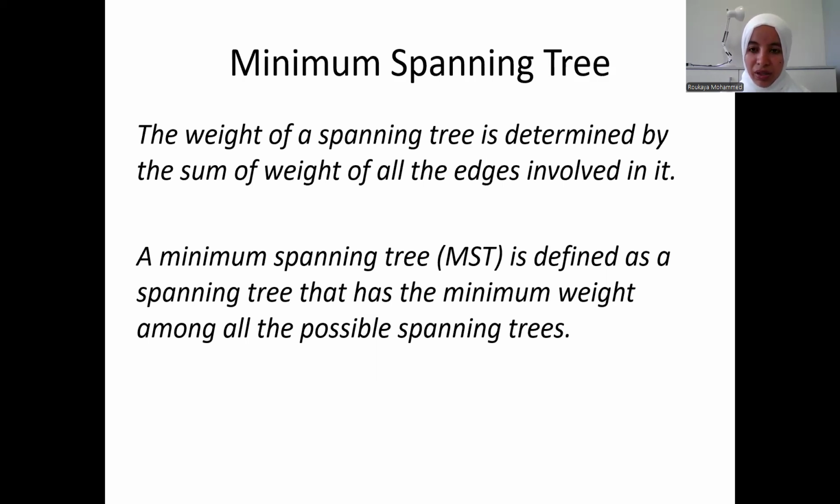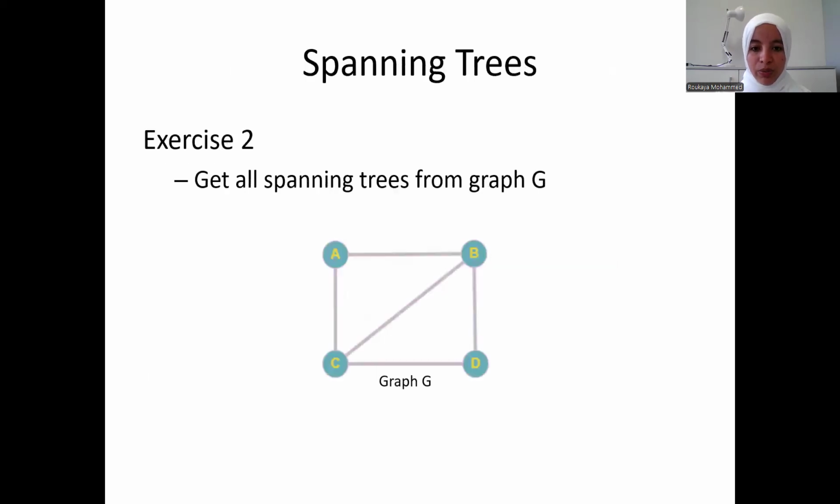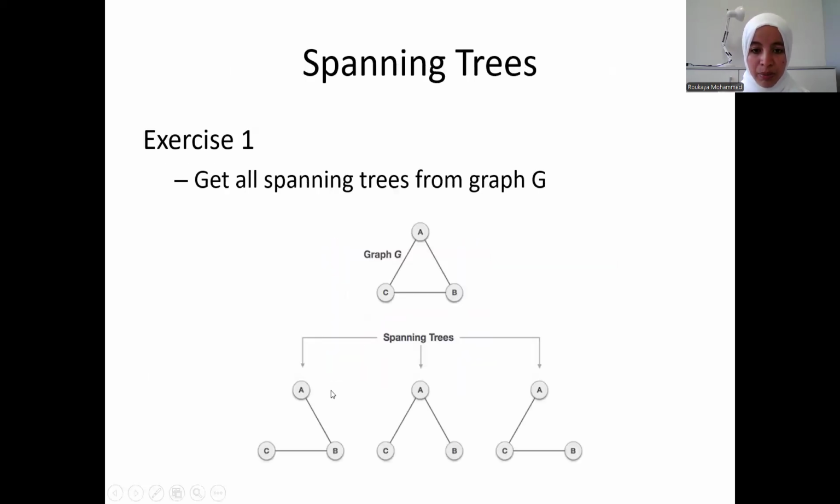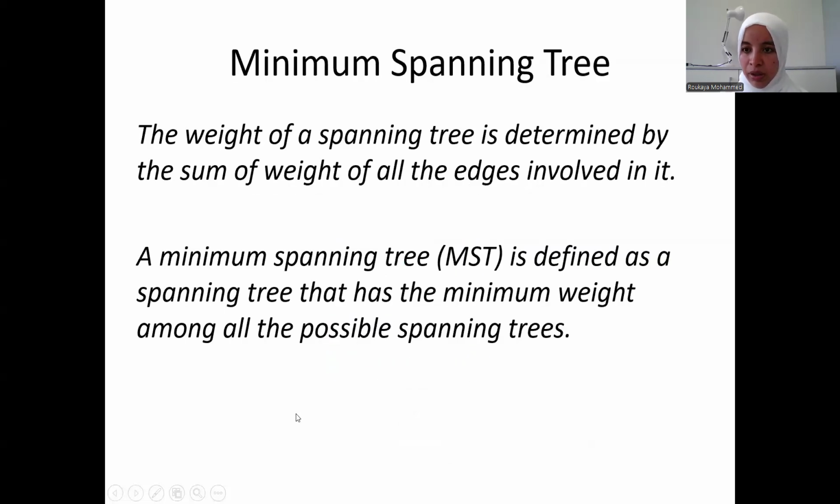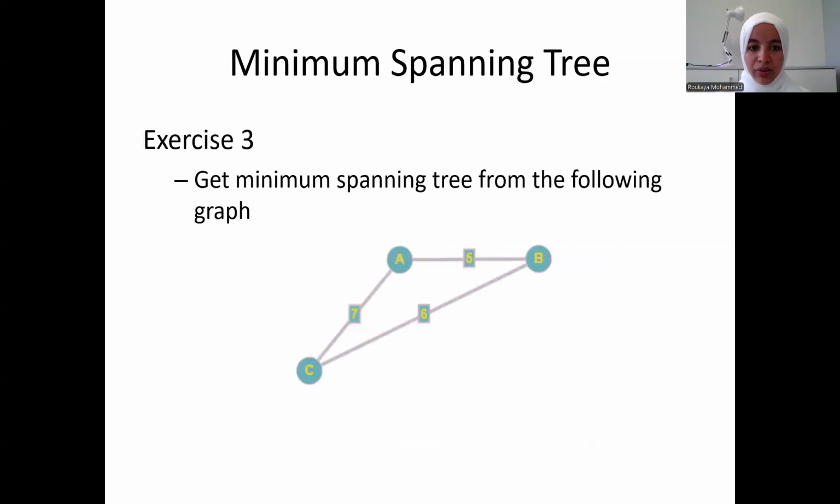The weight of a spanning tree or a graph is determined by the sum of all the edges involved in it. A minimum spanning tree is defined as the spanning tree that has the minimum weight among all the possible spanning trees. So we can see in the previous example, we had a lot of spanning trees here. If these spanning trees have weights, our minimum spanning tree is going to be the one with the minimum weight. Okay. So let's practice on it.